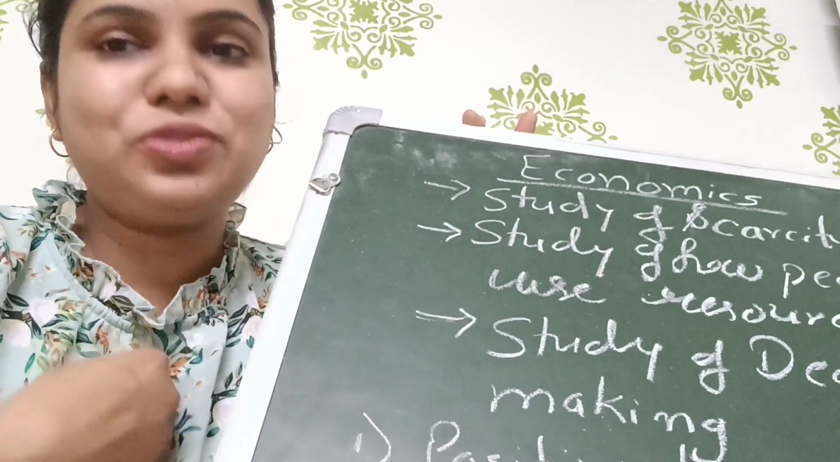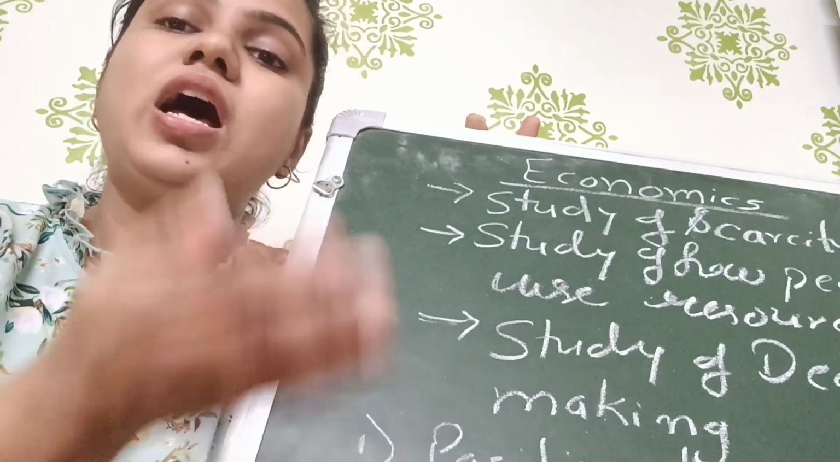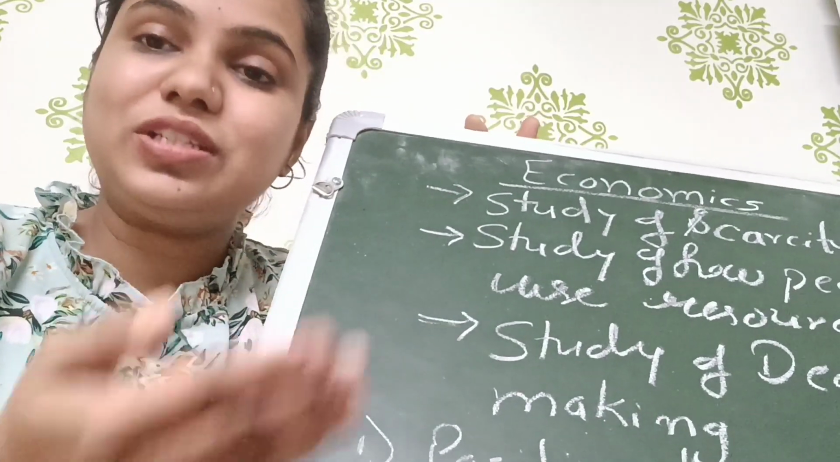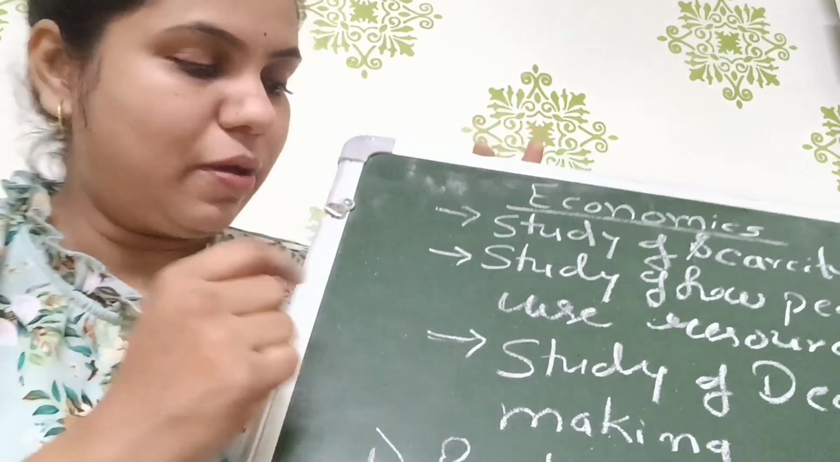So that is how humans use resources, and at the same time how the manufacturer, how the producer uses their resources, raw material, to produce the final product. That is the study of economics.